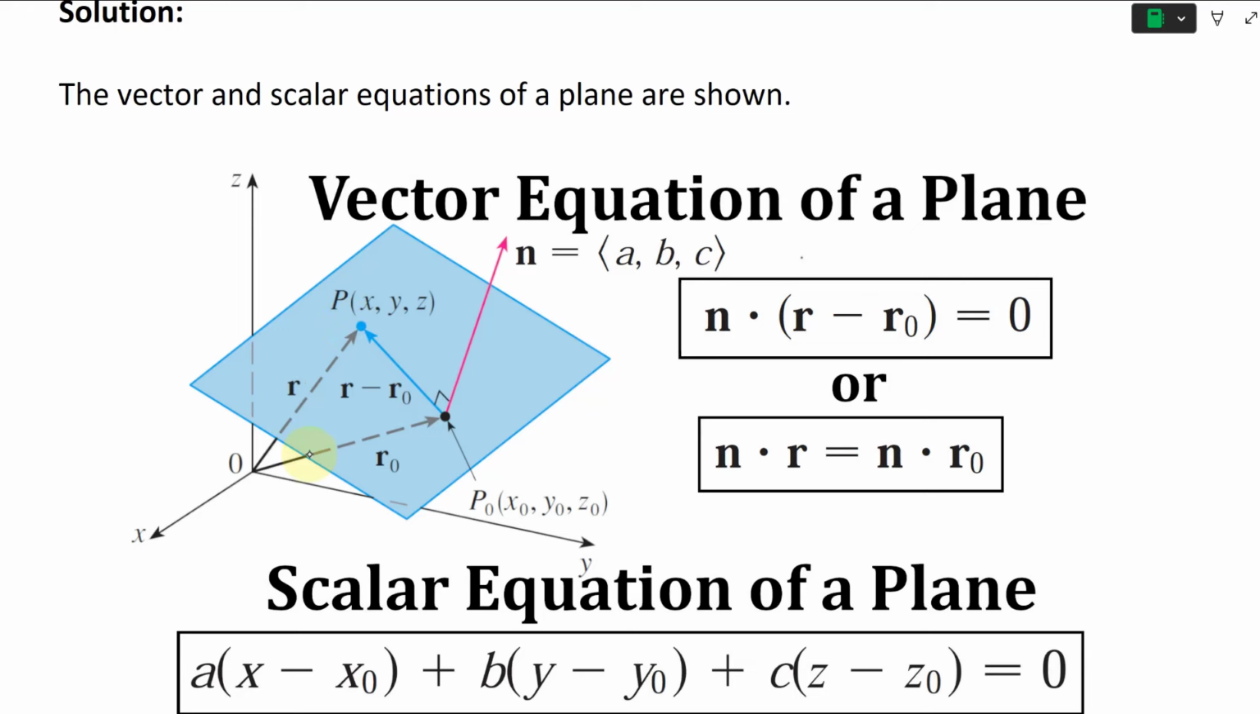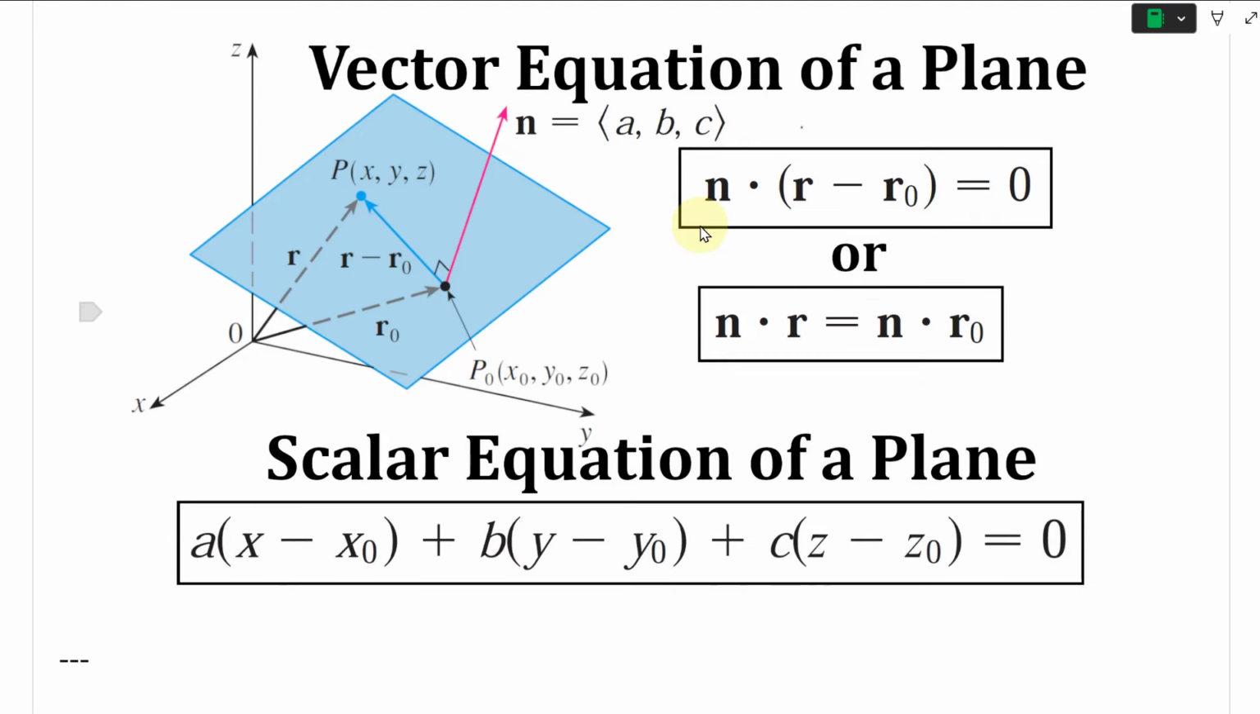And you can also separate this up, so you can also write this as n dot r minus n dot r naught, and then move this over to the other side. This is the negative. So you could also write it like this. n dot r equals n dot r naught. So you can write it like that. Just epic stuff there. And again, it stems from the dot product of this and this being perpendicular, hence the dot product is 0.